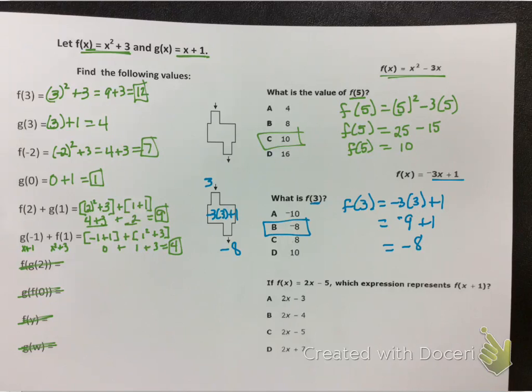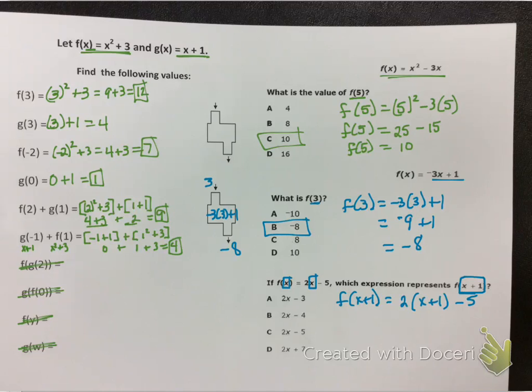And this last one says, if f of x is equal to 2x minus 5, which expression represents f of x plus 1? So remember, whatever is in the parentheses right there, that's what goes in place of x everywhere over here. Okay, so what I'm going to have is f of x plus 1 is going to be 2 times whatever that x is, and then the minus 5. And so my x is x plus 1 in this case.